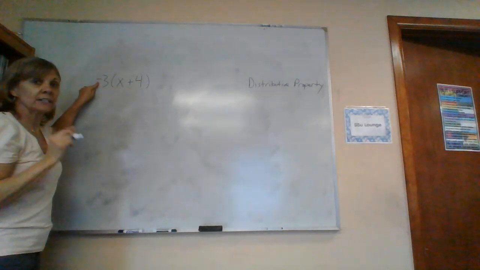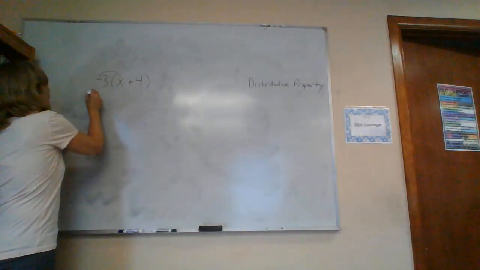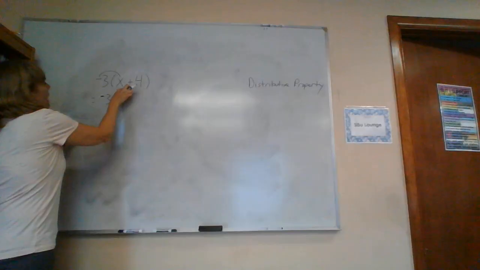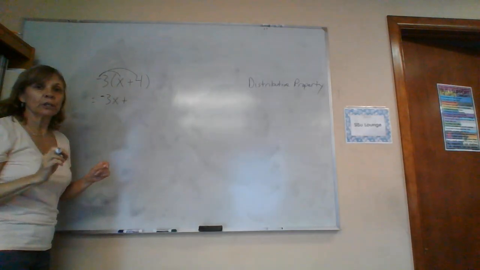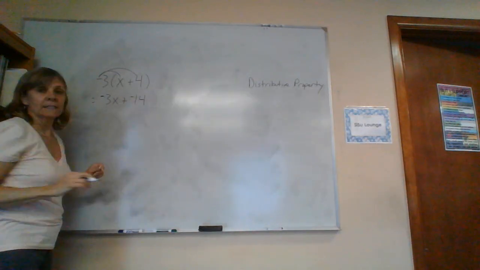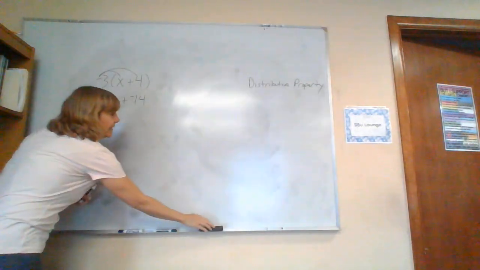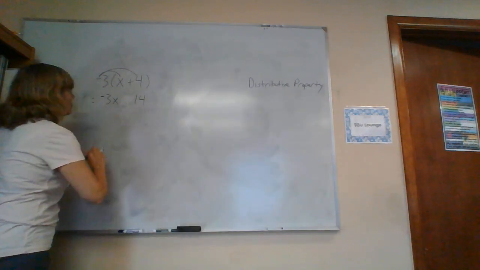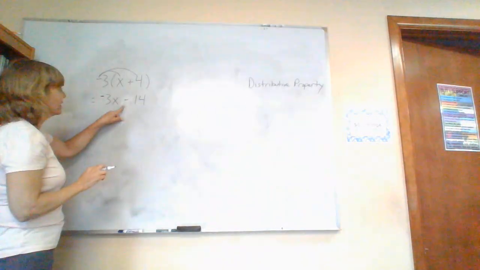Well, that negative gets distributed. It has to go toward everything in there. So it's negative 3 times x, which gives me negative 3x. And I could write it two ways, plus negative 3 times 4. If you look in your calculator, you will see a negative times a positive is a negative. So I have plus negative 12. This is the way the answer will show up. Adding a negative is the same as subtracting. Okay? So this is what your answer would look like.